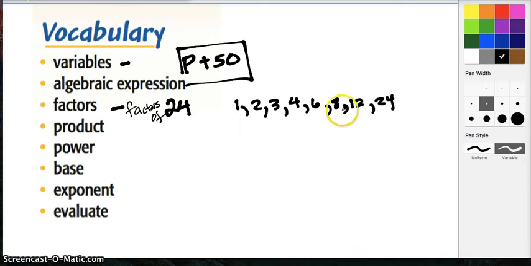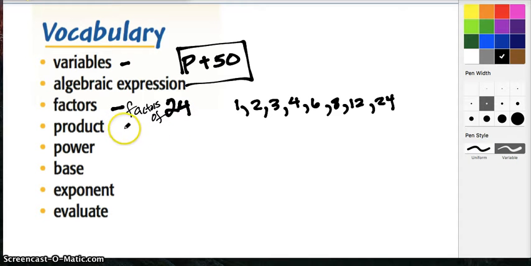One cool way to figure out if you have all the factors is to see what numbers multiply together. So 24 times 1 is 24, 12 times 2 is 24, 8 times 3 is 24, and 6 times 4 is 24. I think I got them all. So here are the factors of 24. Factors are numbers that divide evenly into another number.